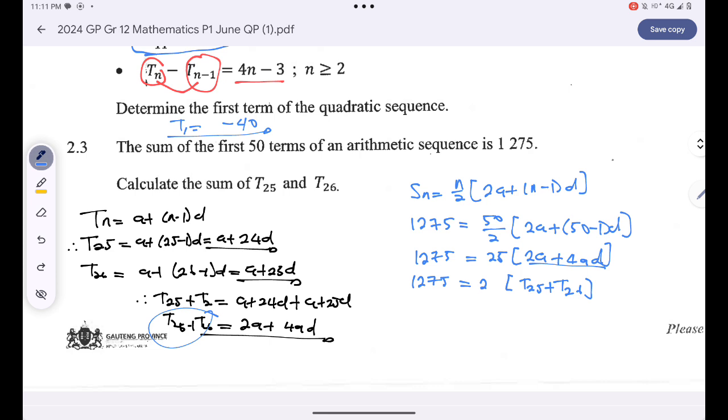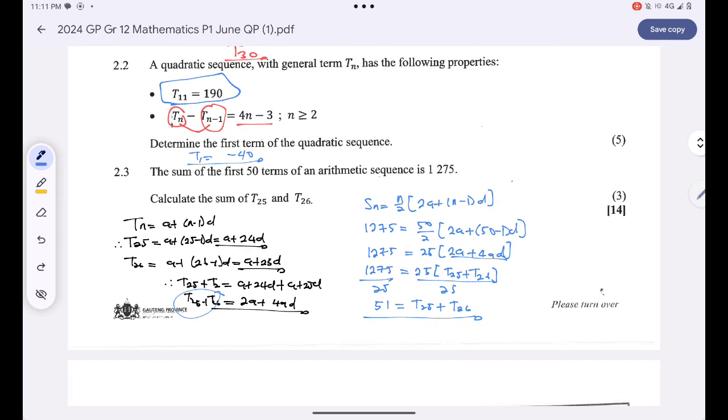So all I have to do now, guys, is to just divide both sides by 25. Right, together. So 1275 divided by 25, I'll simply get 51. So the sum of the 25th term and the 26th term is basically equal to 51. That's how, guys, we're supposed to tackle this question over there. So please do stay tuned and wait for more videos. Thank you.